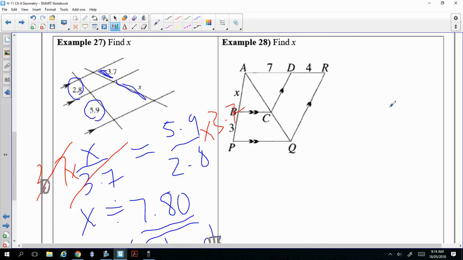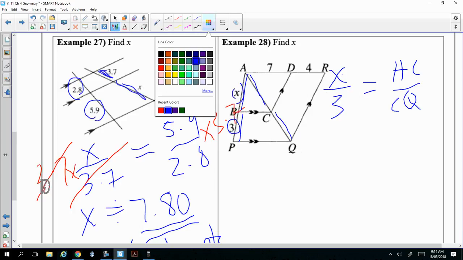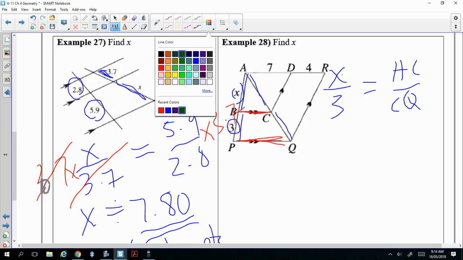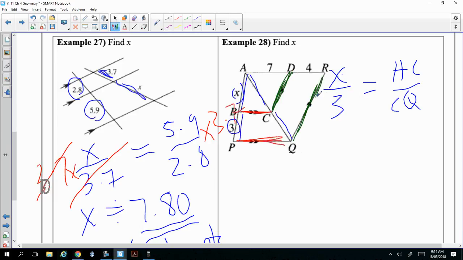So we can do x over 3, but x over 3 equals AC over CQ, right? The ratio of these two intercepts equals the ratio of these two, based on these parallel lines. And then you do another thing. There's another pair of parallel lines, which means you have another ratio of intercepts. So you can write AC over CQ equals 7 over 4, based on the other two.